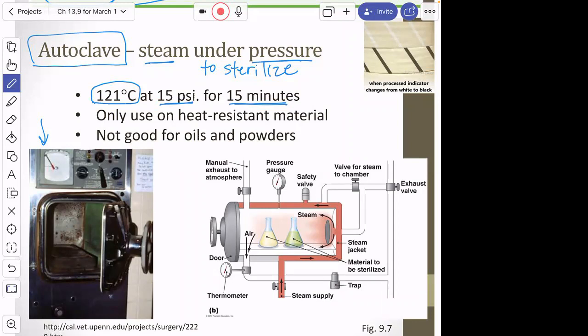Of course, you can't get everything wet though, so there are some things like oils or powders, or obviously anything that's not heat resistant, you couldn't put in there. But we use it for all sorts of stuff in the lab.